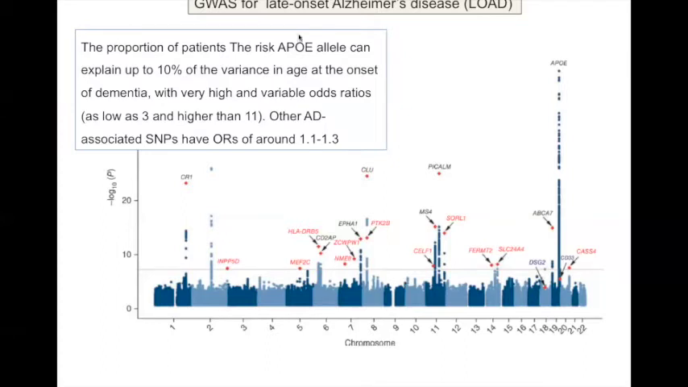The proportion of patients who carry the risk ApoE allele can explain up to 10% in the variance of age of onset of dementia. In other words, depending on the age of onset of Alzheimer's, you can explain up to 10% of that variation in a population by the presence or absence of a particular allele of the ApoE gene. The particular allele, which is the ApoE4 allele, also has very high and variable odds ratios, ranging in some studies from as low as 3 to much higher than 11. In other words, this is a very heterogeneous effect on phenotype.